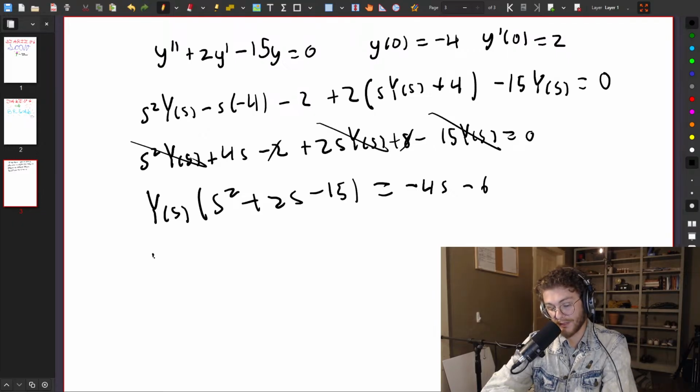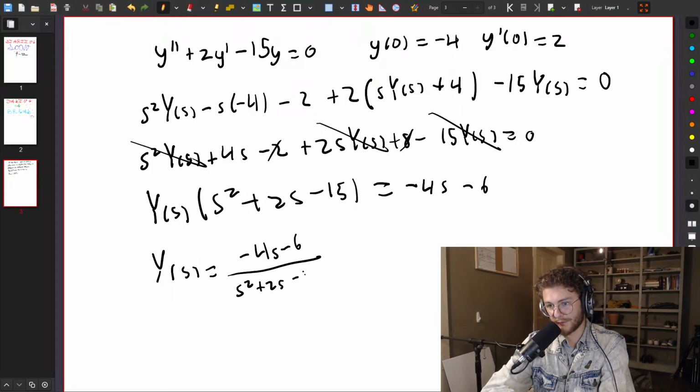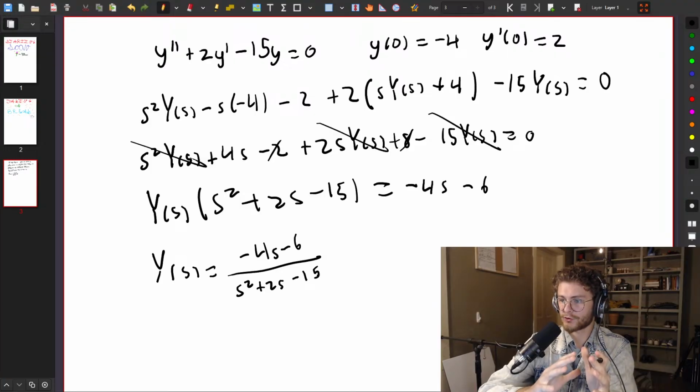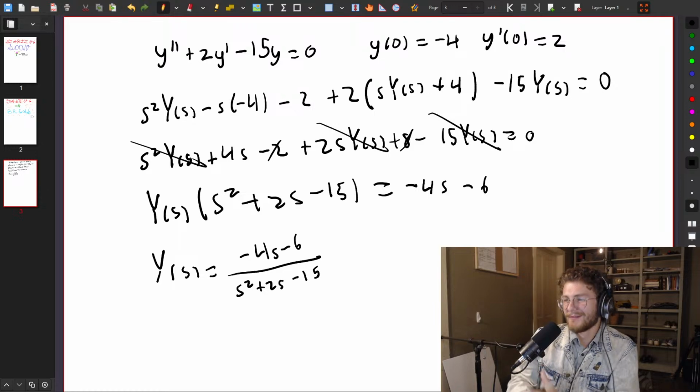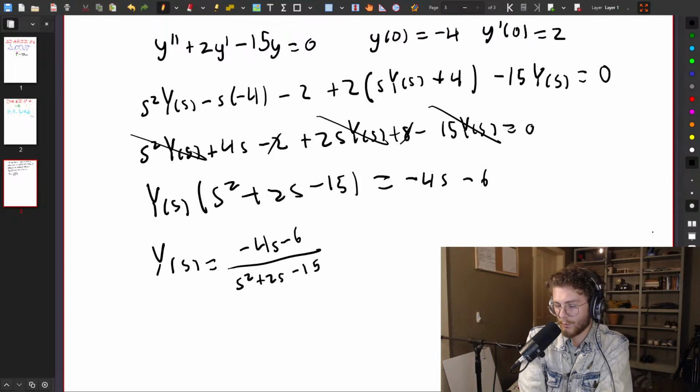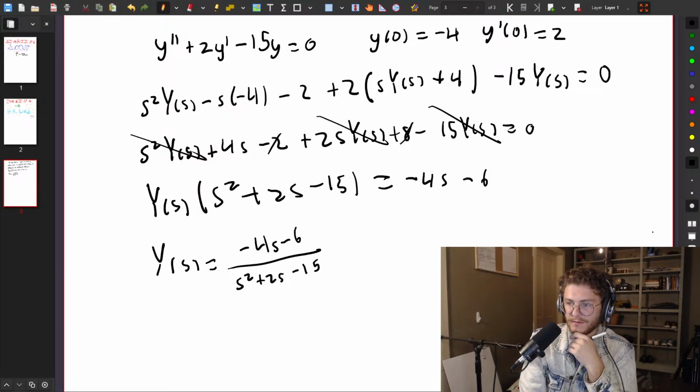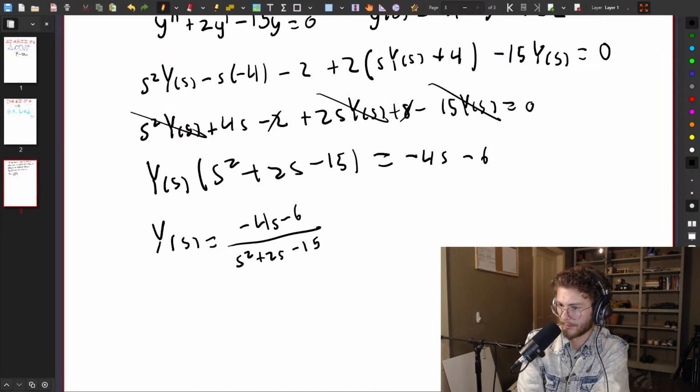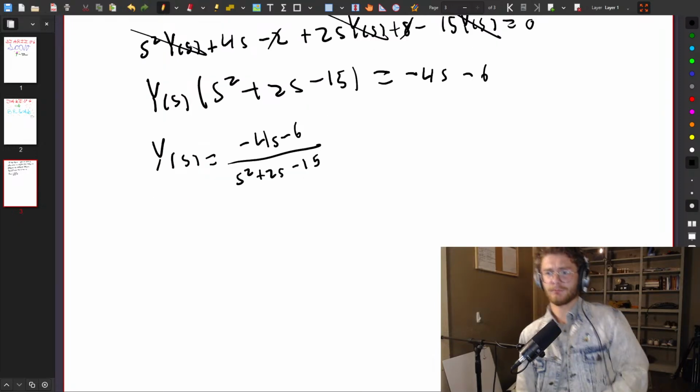So now y of s equals negative 4s minus 6 over s squared plus 2s minus 15. Now we've got it in the transformed version, and we're going to undo the transform to get back our answer: what is y of t? Because we just know y prime and y double prime, but we want to know what y is in terms of t or x or whatever our independent variable is. So let's start doing that.